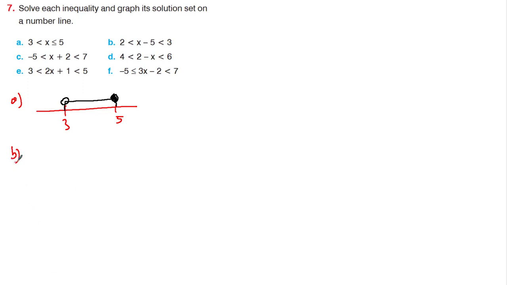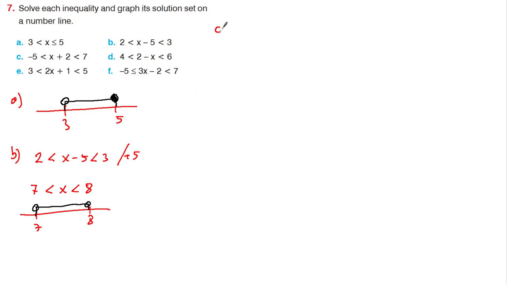But this is not the case under B. Under B, we don't have x given. We have x minus 5 given. So what would we do? We will add 5 to both sides. So 2 and 5 makes 7. This makes 8. Alright, so x is between 7 and 8, excluding 7 and excluding 8. This doesn't mean there is no number. It means that there are these decimal numbers. It's not necessary for x to be an integer.